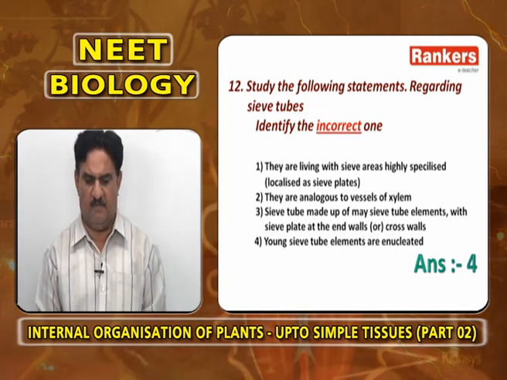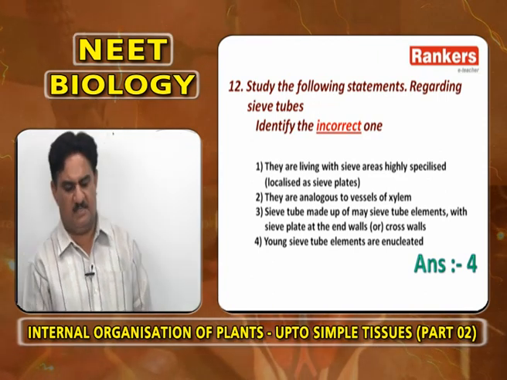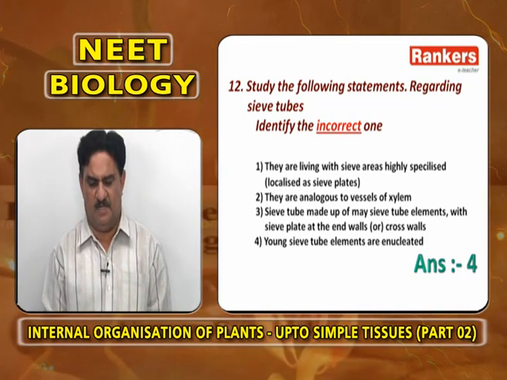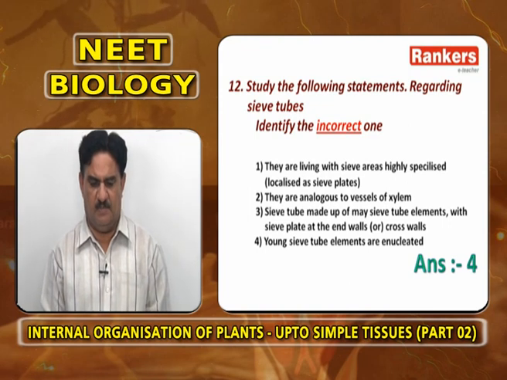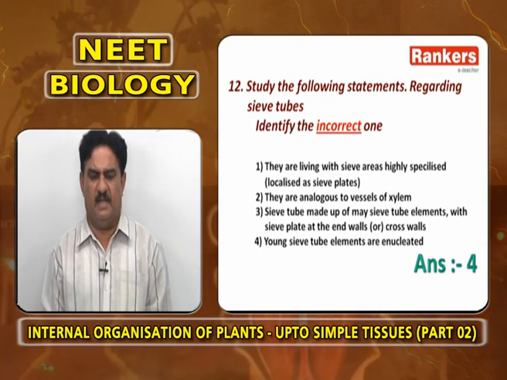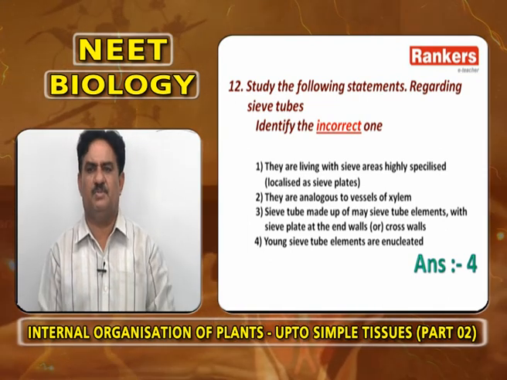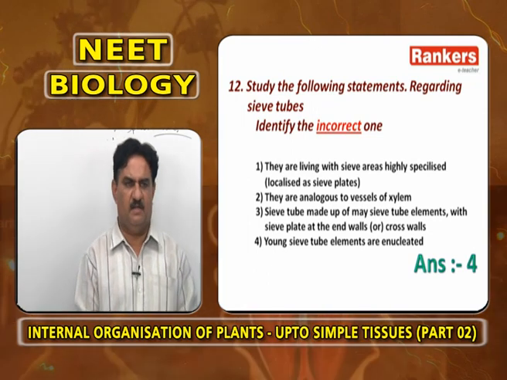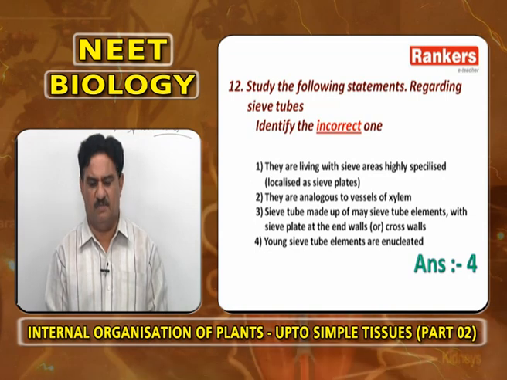Sieve tubes are made up of many sieve tube elements with sieve plates at the end walls or cross walls. It is also correct. Young sieve tube elements are enucleate is wrong. Young sieve tube elements definitely contain nucleus. Mature sieve tube elements do not possess nucleus. Mature sieve tubes are enucleate. Young sieve tubes are not enucleated. So answer is 4.